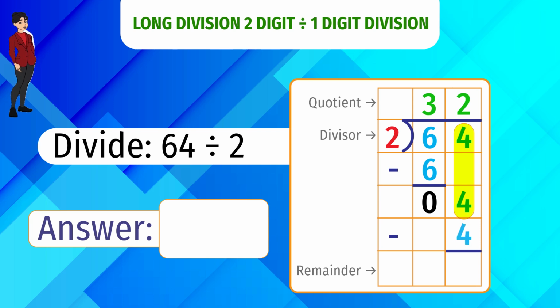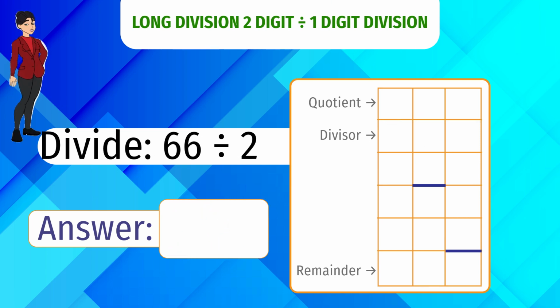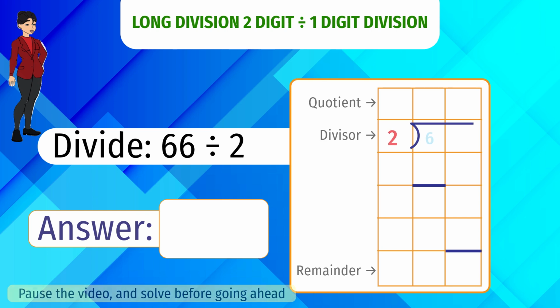Write 4 below the 4 of dividend. Subtract 4 minus 4 equals 0. So remainder is 0. Quotient is 32. Your answer is 32. Divide 66 by 2 by long division.